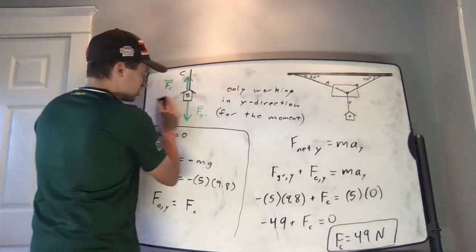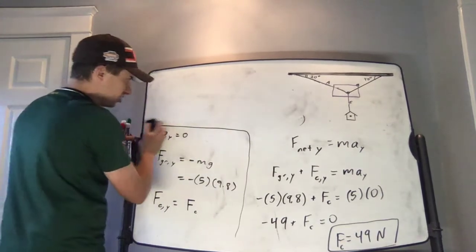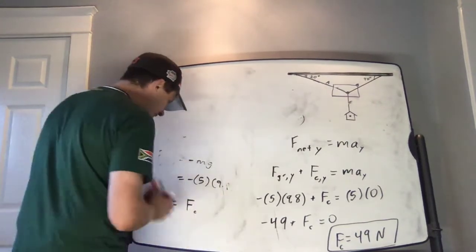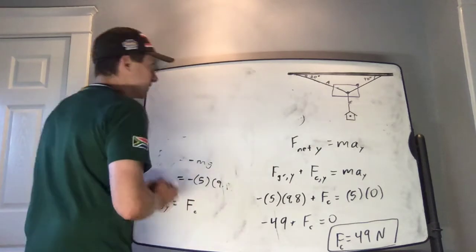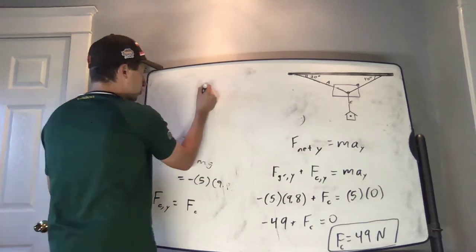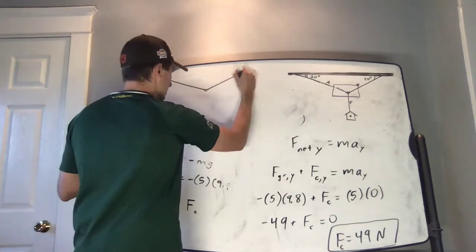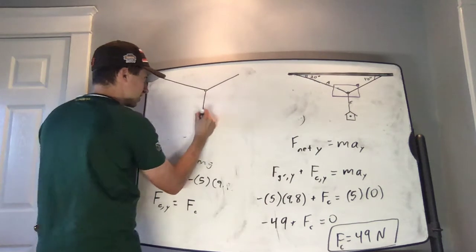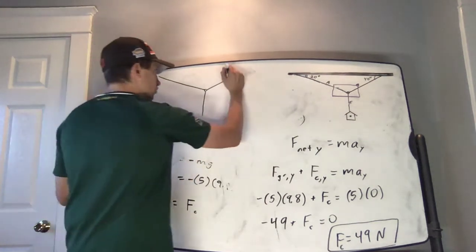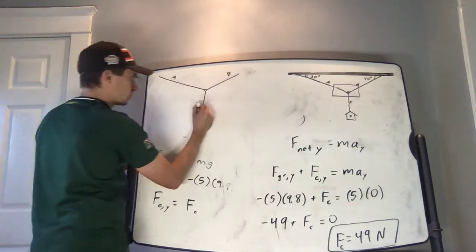So I'm going to draw this picture now, and now we're going to have to look at forces in 2 different directions. So let's say here is a ring where the 3 ropes meet. I have rope A coming out this way, I have rope B coming out this way, and I have rope C coming downward. So here is rope B, here is rope A, and here is rope C.